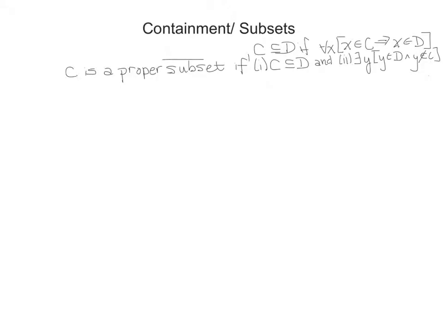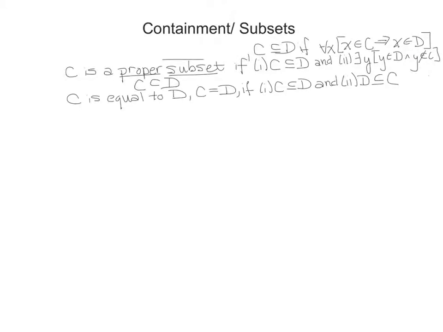We say C is a proper subset of D if 1, C is contained in D, and there exists a y such that y is in D and y is not in C. The notation for proper subset is this. So the difference between being just a subset and a proper subset is that if you're a subset, possibly C is equal to D. If you're a proper subset, then you are not equal to D because there's something in D that is not in C.